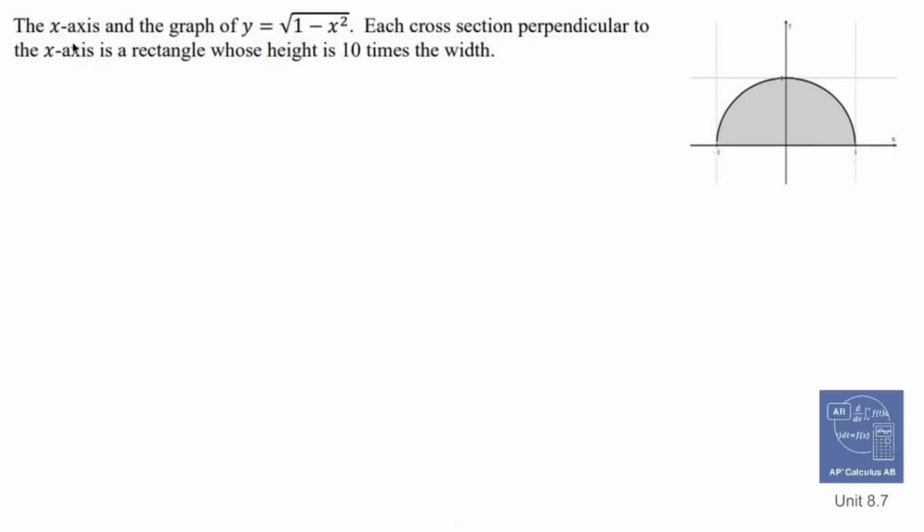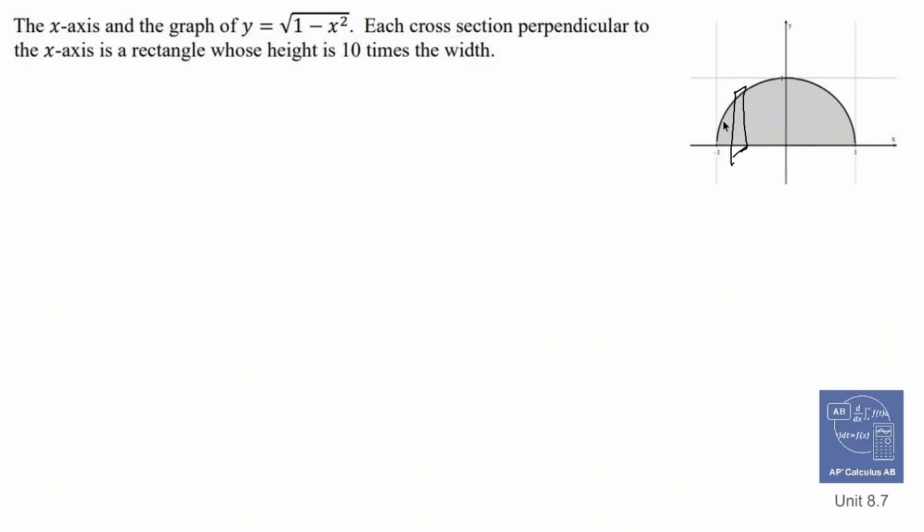All right, this one's going to be very unpleasant. The x-axis and the graph of y equals the square root of 1 minus x squared. Each cross-section perpendicular to the x-axis is a rectangle whose height is 10 times the width. So basically what we're doing here is trying to find the area between these two curves. So you're looking at a rectangle, right? Let me scoot you over to make that a better representation of a rectangle.